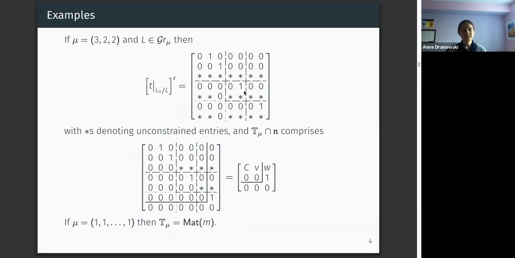Let me just say as another example, when mu is the all ones weight, then T mu is simply M by M matrices. And the theorem doesn't apply, but neither is it really necessary. In this case, we can label matrices by tableau without any ambiguity. This connects to the theory of just ordinary orbital varieties and their labeling by standard Young tableau.